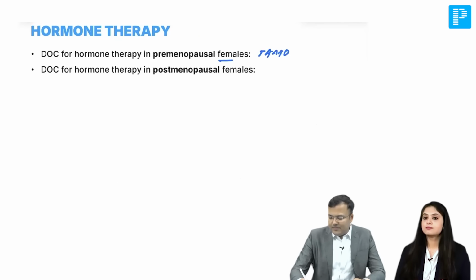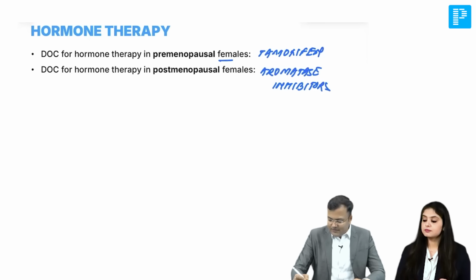That's the drug of choice, tamoxifen. And in postmenopausal females, we are giving aromatase inhibitors. Clear? Tamoxifen, how much is the dose, guys? 10 mg BD for 5 years. So it is 10 mg BD for 5 years, right?